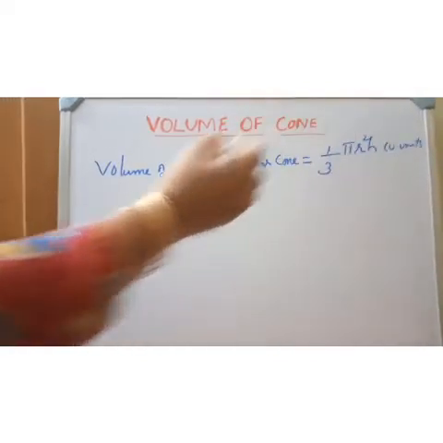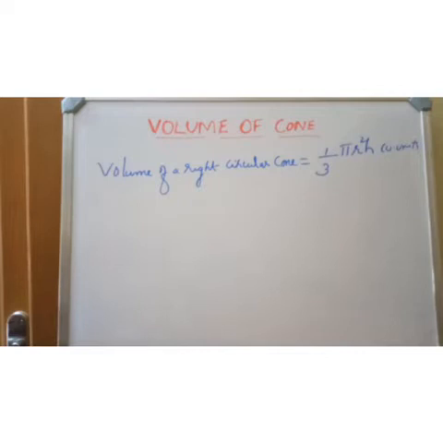So we studied the volume of a cylinder. What is volume of a cylinder? Already in the previous module we studied volume of cylinder, isn't it? What is volume of cylinder? Pi r square h cubic unit. Okay. So what is volume of right circular cone? 1 by 3 pi r square h.